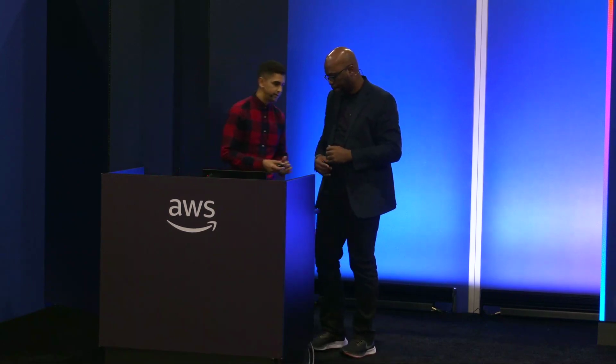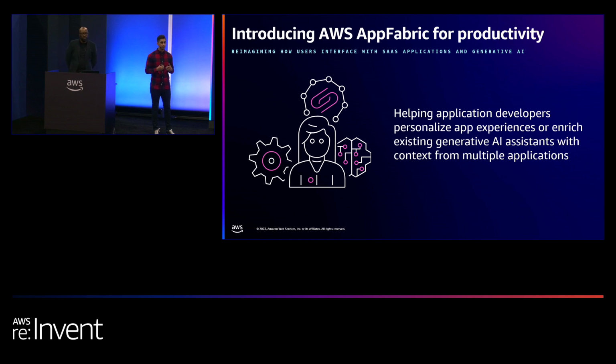Awesome. Thank you, Odie. So, folks, really excited to introduce you to one of the newest features we launched on Monday. It's available in preview today, called AWS AppFabric for Productivity. And really, it's all about how we help application developers build more personalized app experiences or enrich their existing AI capabilities with the context from multiple applications that we all use. So let's dive into this a little bit further.